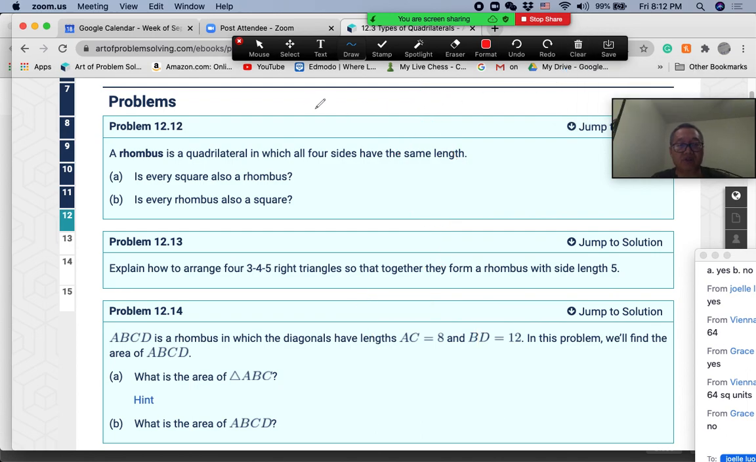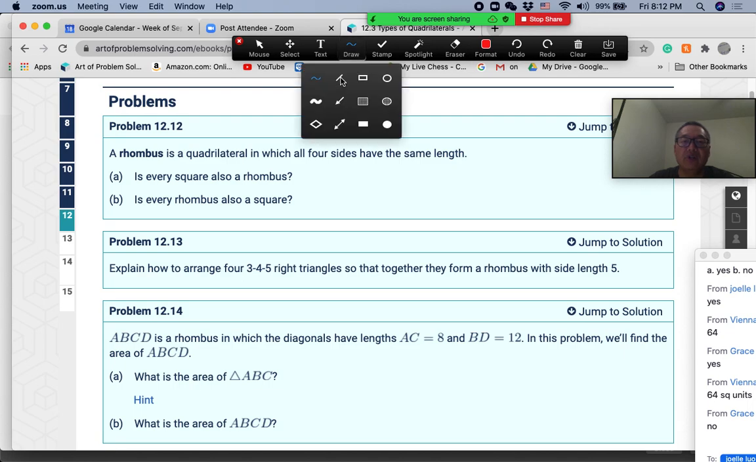Now let's go to 12.13. Explain how to arrange four 3-4-5 right triangles so that together they form a rhombus with side length 5. So now let's draw a right triangle.